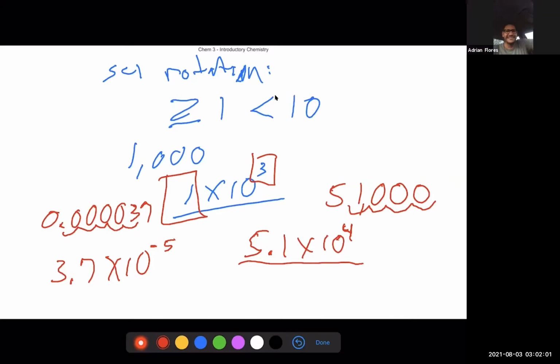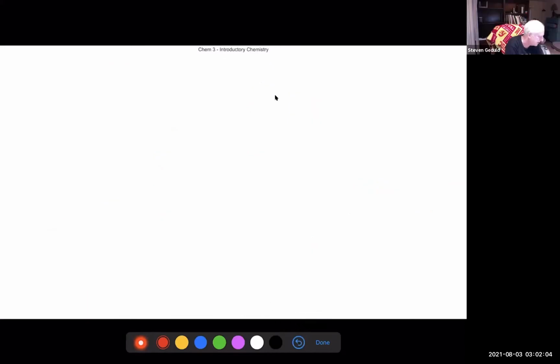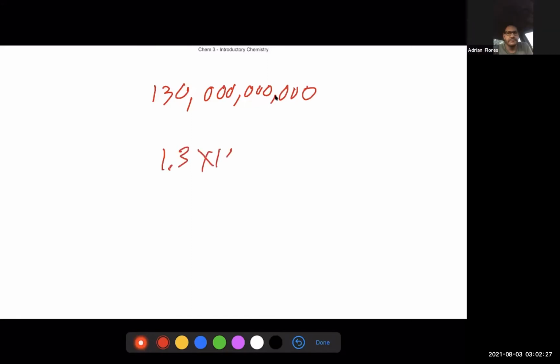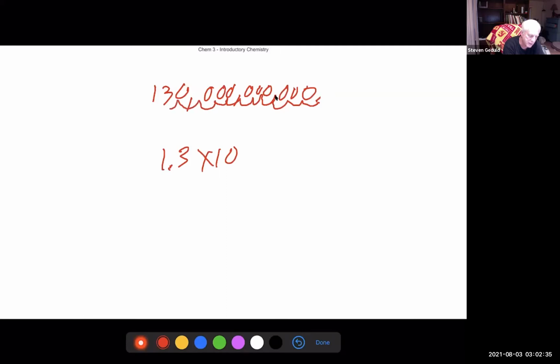All right, so let's clear that and do a couple examples in your book to show we have everything. Write the number in scientific notation: 130 and then 9 zeros. Scientific notation, again, you make it between 1 and 10. So 1.3 times 10 to the, and the decimal point's right here. You move it 11 places. You make that number smaller to make this bigger, so it's positive. 10 to the 11.